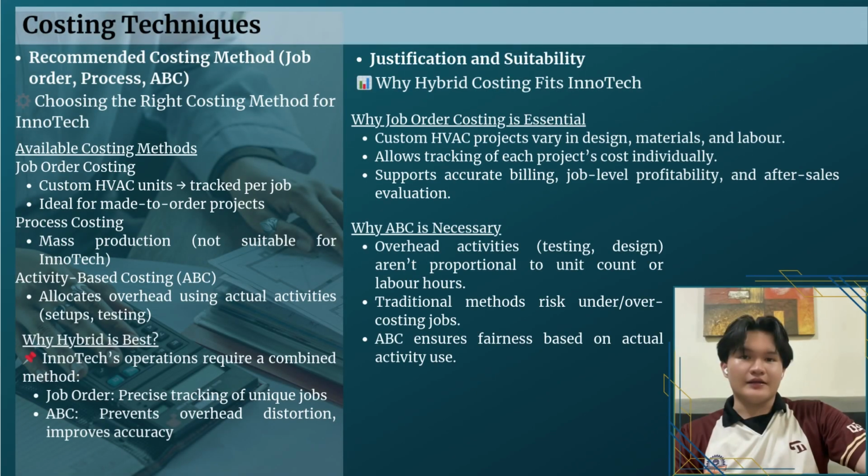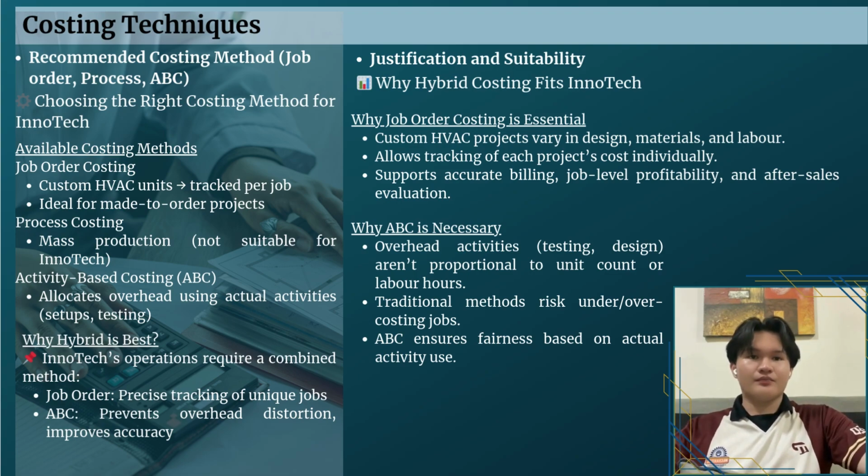Now let's look at the costing techniques used at InnoTech and why the company applies a hybrid approach. First, we consider three main costing methods. Job order costing is ideal for InnoTech's custom HVAC units. It tracks direct costs like materials and labor per job. Process costing wasn't suitable because InnoTech doesn't mass produce identical items. Activity-based costing (ABC) allows us to allocate overhead based on real activities like machine setups and quality checks. So what's the solution? A hybrid method that combines job order costing with ABC.